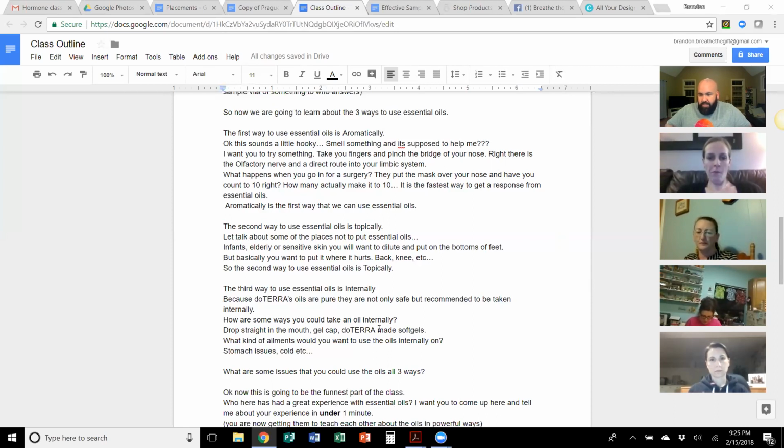What are some ways, and this is where you can start asking some questions, that you could use the oils internally? Hopefully they're going to say you could take it in water, or put it in a gel cap. It's also a good time to mention that doTERRA has some pre-made soft gels. Then talk to them a little bit about what kind of ailments they would want to use their oils internally for. Stomach issues, possibly colds, etc. So you can talk to them about that.